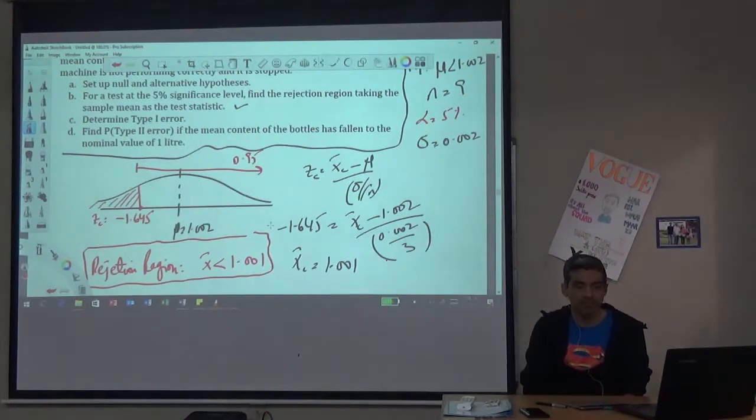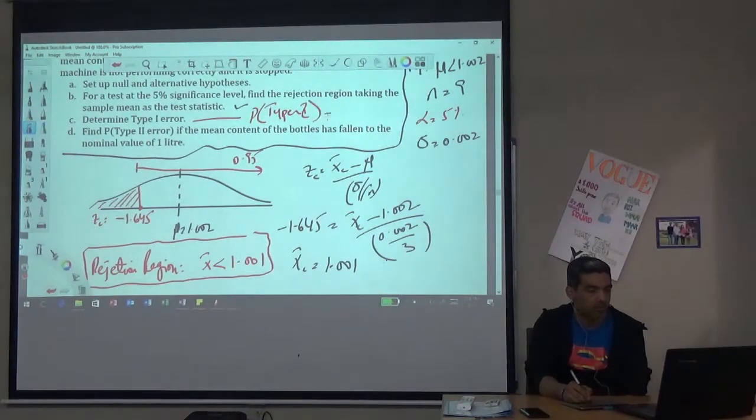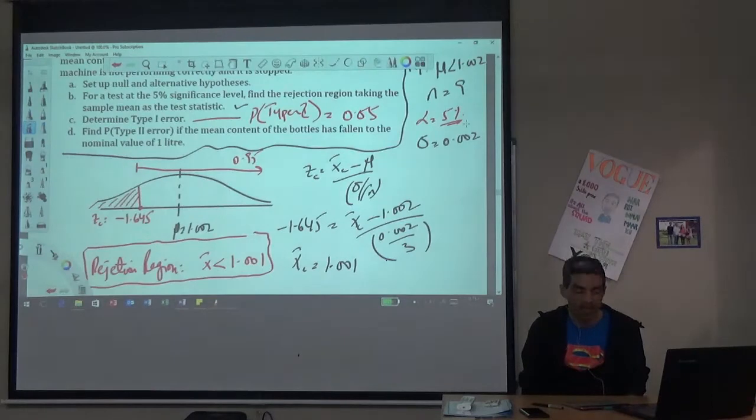So if we ever do the test and the sample mean comes out to be less than 1.001, that's when you reject the hypothesis. If it's over 1.001, then you don't reject. You accept. Okay. Determine type 1 error. Can you give me the probability of type 1 error here? It's going to be 0.05, that's it. It's the significance level. Type 1 error is directly the significance level, the probability of the rejection region.